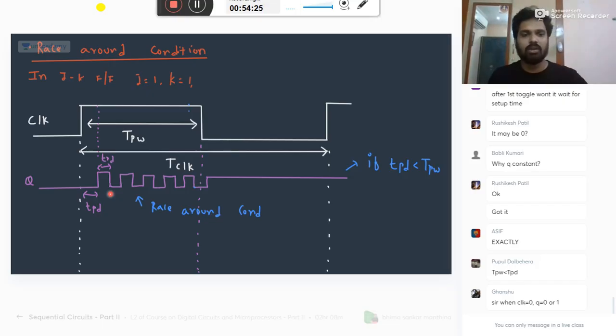Okay, listen here. When the clock is 0, Q can be anything. It depends on its previous value. Here I assumed its previous value as 0. The clock is 0 here, so the output is not forced to 0 or 1. It will continue with the previous value. Here, what I did is put it in toggling mode. By the time it is becoming 0, the clock is still 1, so it will toggle again. Once it toggled, it will stop. It may stop at 1 or 0, it doesn't matter. So now listen here.